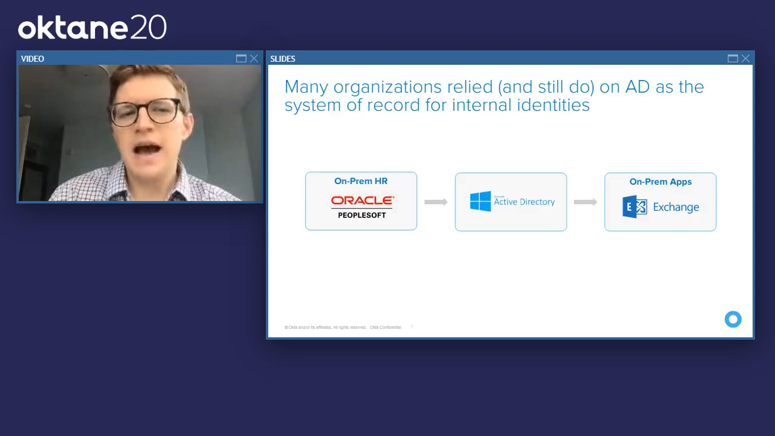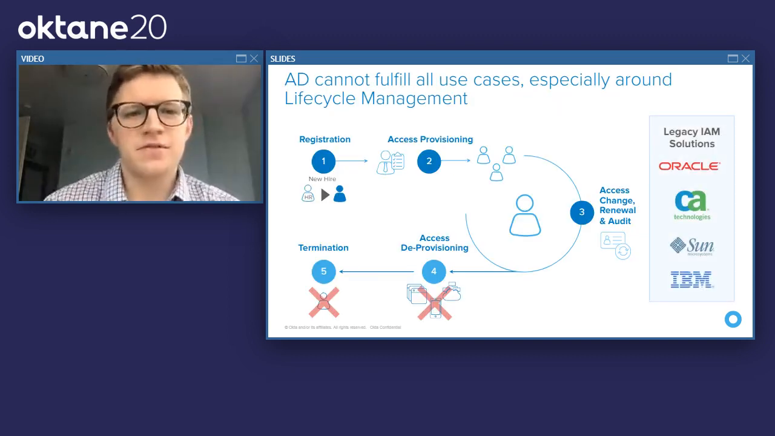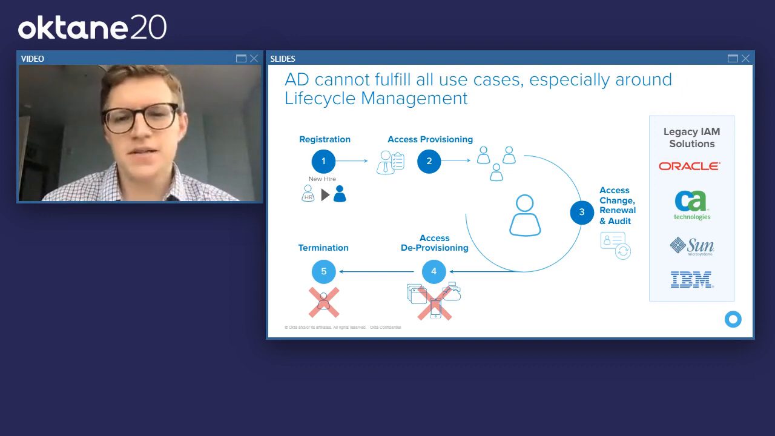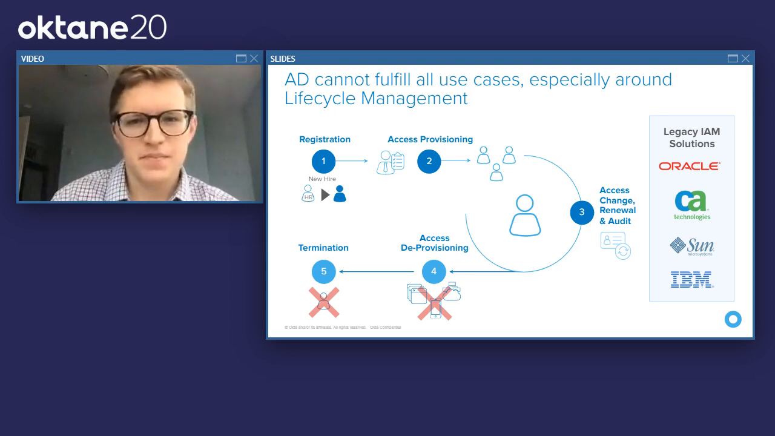Stepping back, traditionally, how have organizations handled these joiner, mover, leaver processes? Well, historically, most organizations relied on AD, and many still do, as the system of record for their internal identities. Identity flowed from on-prem HR systems into Active Directory, which, among other things, handled authentication into on-prem applications and devices. However, AD couldn't fulfill all use cases, especially those around lifecycle management. That's why customers still had to implement legacy identity management solutions such as OIM, CA SiteMinder, and even custom scripts.